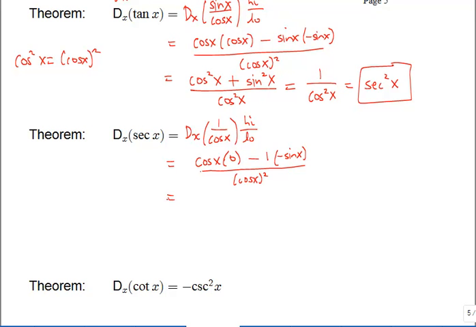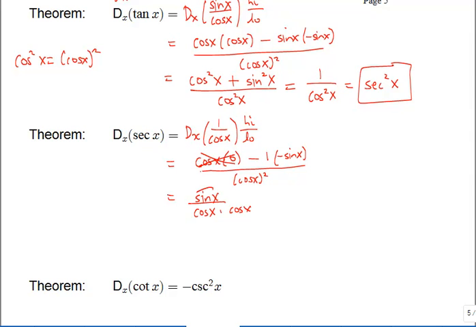So when we go to simplify this, 0 times cosine just goes away, and a minus times a minus becomes a positive sine of x on top. And then what I'm going to do with that cosine squared is, instead of just putting that square inside and making my shortcut notation, I'm going to actually break this up and do cosine times cosine.